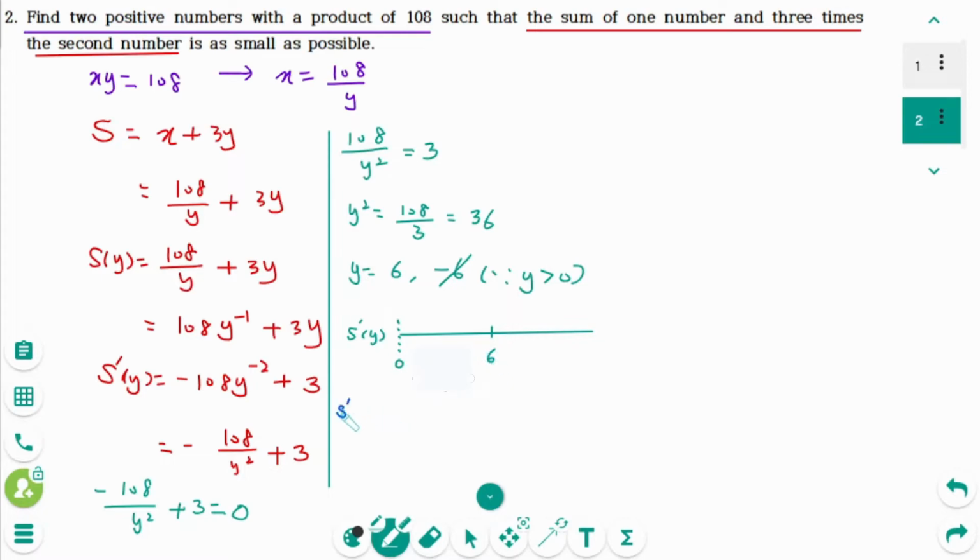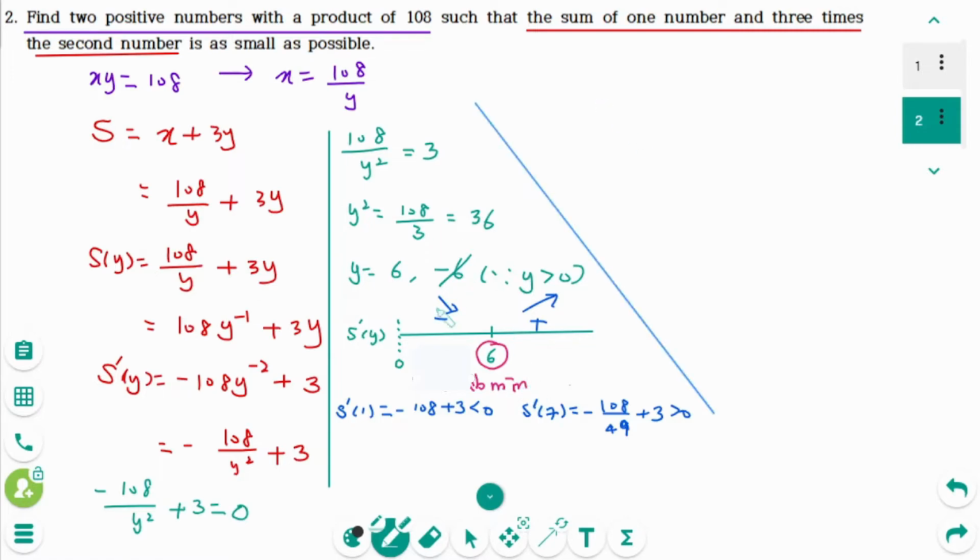When the testing number is 1, s prime of 1 equals minus 108 plus 3, which is negative. When the testing number is 7, s prime of 7 equals minus 108 over 49 plus 3, which is positive. S prime changes from decreasing to increasing at y equals 6. Now we verify that y equals 6 gives the minimum value for s. Or we can use the second derivative test.